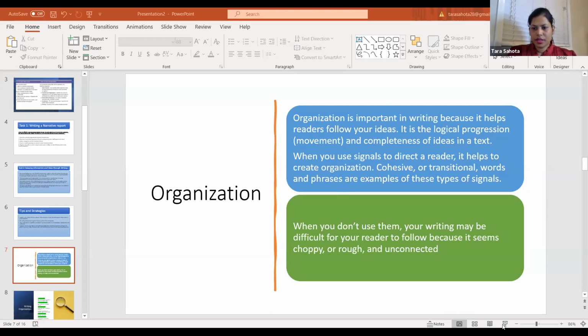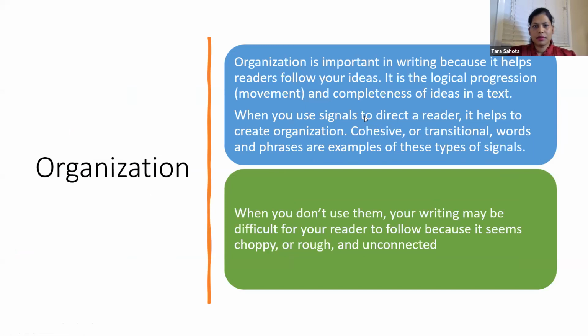It's very important that we must be organized. So organization is one of the essential parts of your writing. Organization is important in writing because it helps readers follow your ideas. It is the logical progression and completeness of ideas in a text. When you use signals to direct a reader, it helps to create organization. Cohesive or transitional words and phrases are examples of these types of signals.